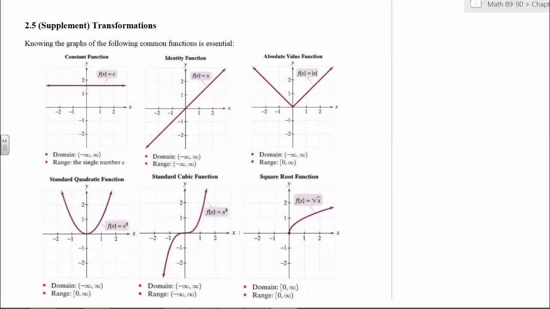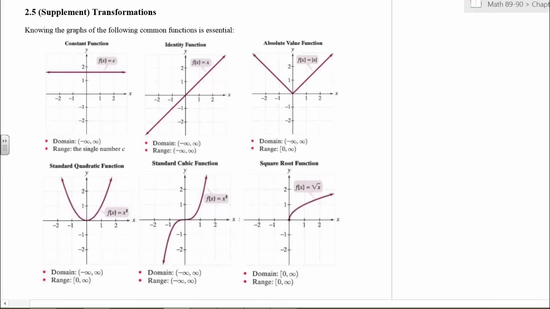Now one of the tricks of the trade with transformations is that you have to know some shapes of graphs just by looking at the particular equation that you're given. So you're going to have to do some memorization. Let me grab a pen here. So you have the first one, which is your constant function.